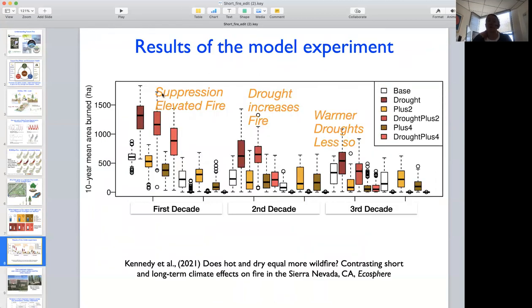This graph shows some of the results. This is the 10-year mean area burned. We'll notice that area burned increases once we turn off fire suppression, not surprisingly, but it is also higher for those warmer and drier scenarios. Perhaps what's more interesting is in the second and third decade, what we see is that often the warmer and drier scenarios actually have less area burned. And that's because the vegetation, or the fuels, are growing more slowly due to those dry conditions.